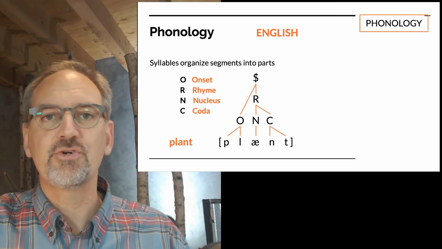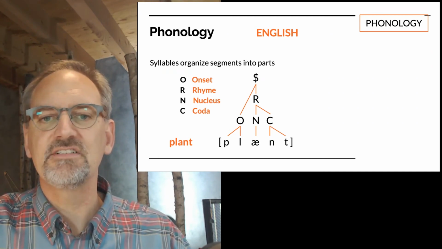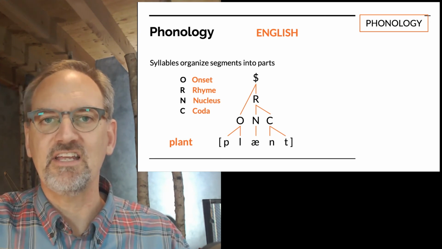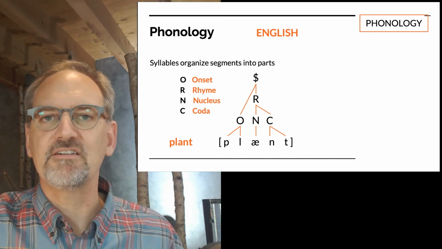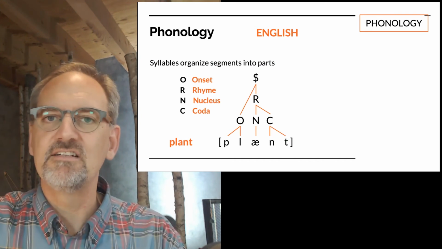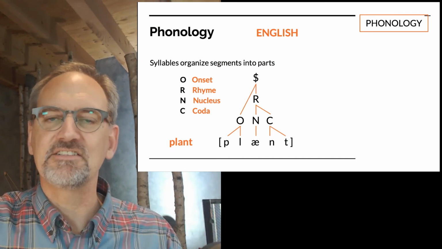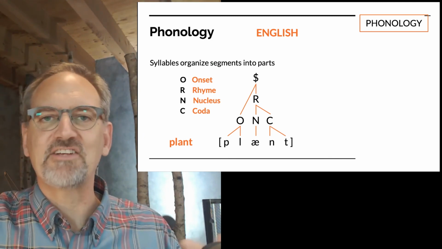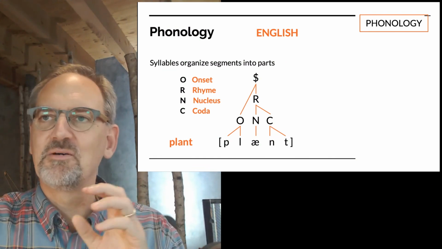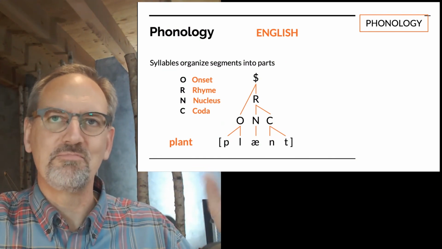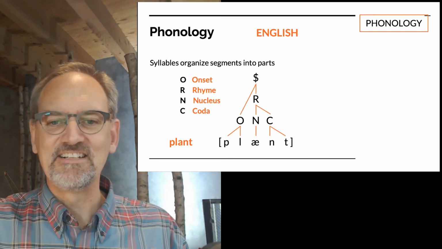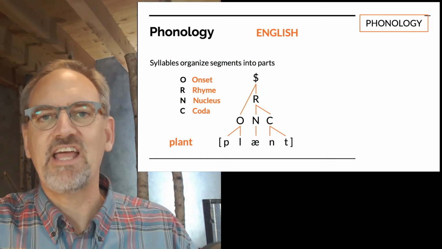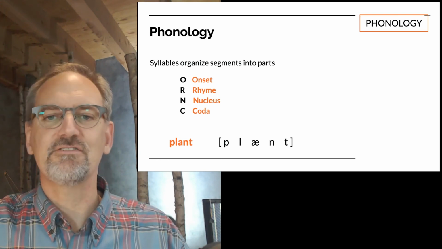And when children learn to read in English-speaking countries, this is actually an important step in the development of their reading ability, is to break words apart into onset, pl, and rhyme, ant. Pl, ant. And then we do lots of exercises like pl, ant, pl, and then some other word, ply. But the same sequence of segments will produce a different kind of syllable structure for Japanese.